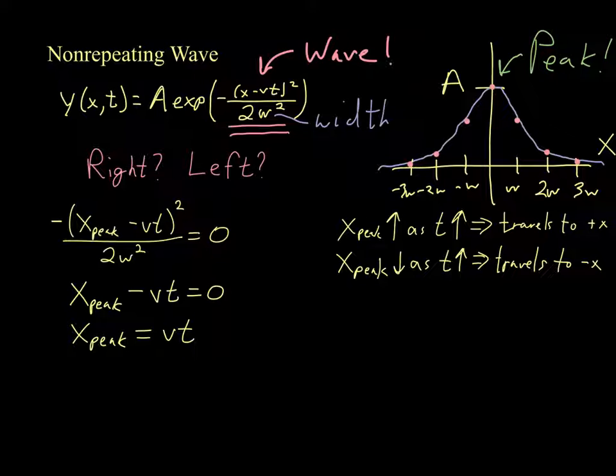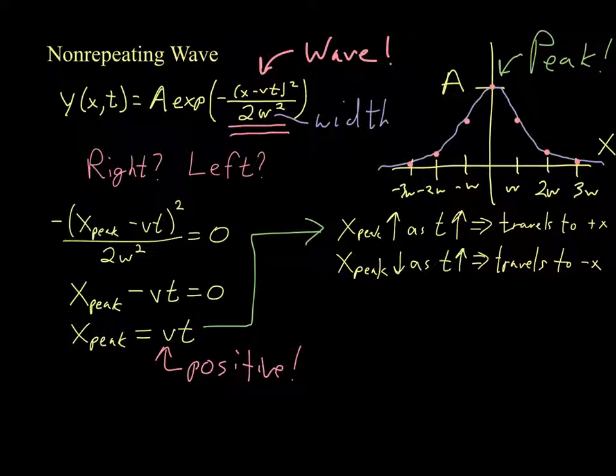Now we have to figure out what happens as t increases. Well, v is a positive value. We've defined it as the speed of the wave, and speed is always positive. So t is increasing as time goes on. Since x peak equals vt, as t goes up, x peak becomes more positive, so x peak is traveling in the positive x direction. So indeed, the rules that applied to repeating waves apply in this case to non-repeating waves.